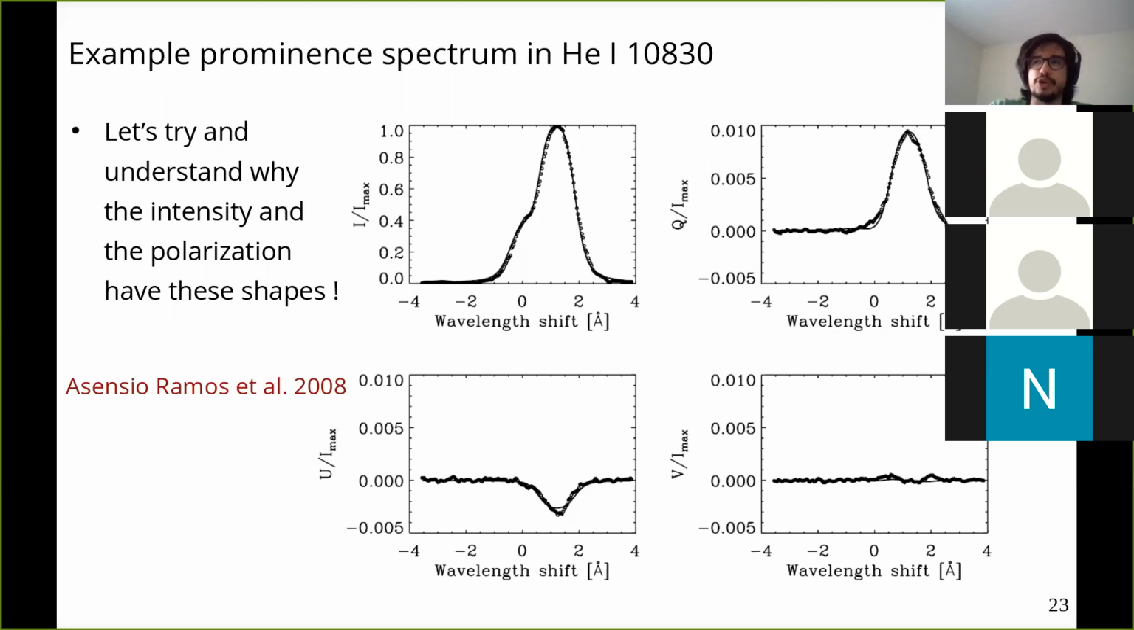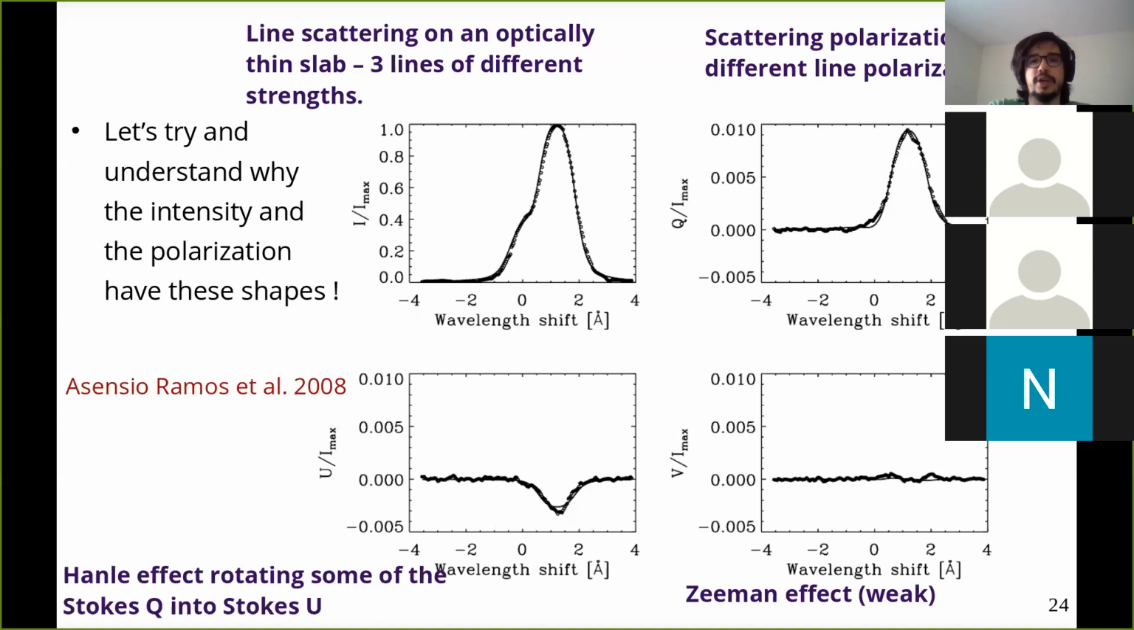Okay, I'm not going to torture you so much because scattering, polarization, and radiative transfer are torture on their own. So here are some things that I would notice. First of all, what we have here is the line scattering on a slab that is optically thin. So we see the emission line because the source function is determined by the amount of the incoming light, right?